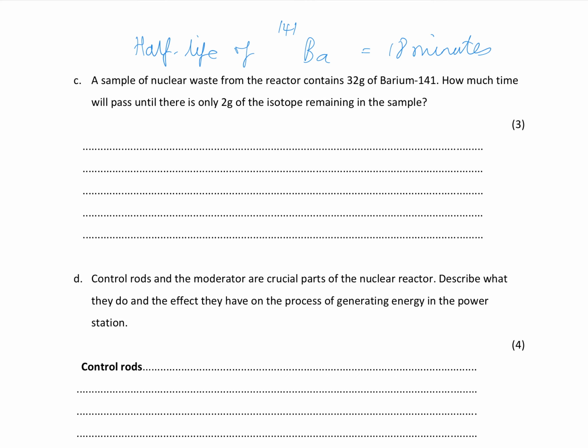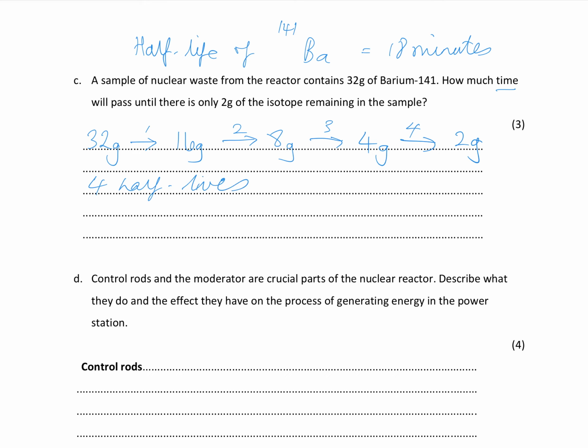We have to first establish how many half-lives have passed, and then turn that into time. The easiest way of doing this is to start with 32 grams. After one half-life, we will have 16 grams. Note the arrows represent the half-lives here. After a second half-life, it will have halved again to 8 grams. After a third half-life, 4 grams, and after a fourth half-life, 2 grams. So the number of half-lives is 1, 2, 3, 4. So we've got 4 half-lives.